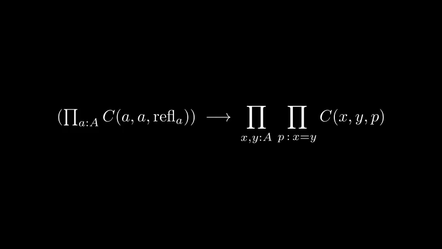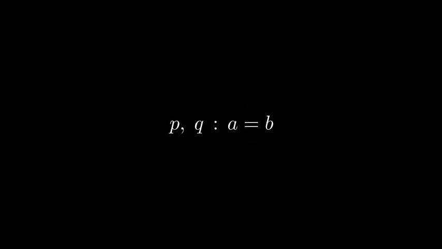From that single constructor, the eliminator called path induction lets you prove things about every equality proof. But here's the question the rules leave open. Suppose I hand you two proofs that a equals b. Is there always a proof that p equals q? That the two proofs are themselves equal?